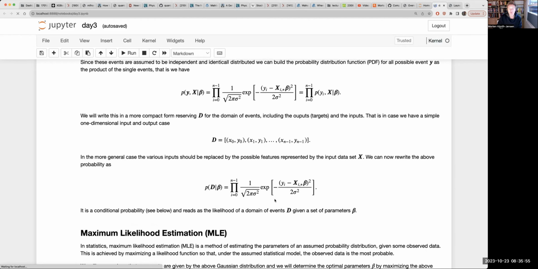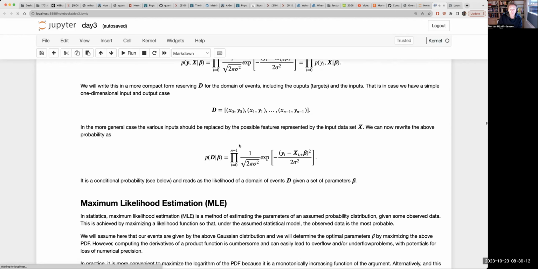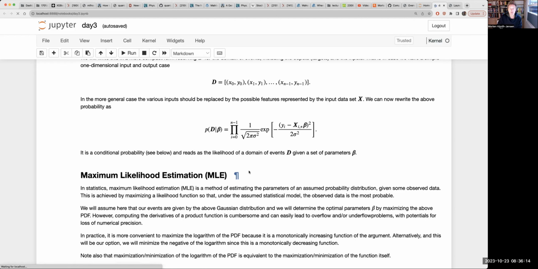And we wrote this in a more compact way, where D is now the domain of the events which we have, and where the events are given by a non-stochastic variable x and a stochastic variable y. And then what we used was what's normally called a maximum likelihood estimation. So we find the parameter beta by maximizing this function. So we want to find a beta which maximizes the probability. We don't want to find a beta which minimizes the probability. So that sounds pretty obvious.